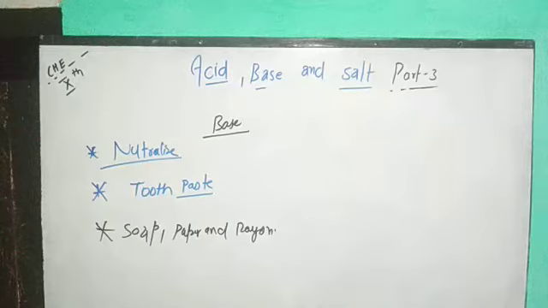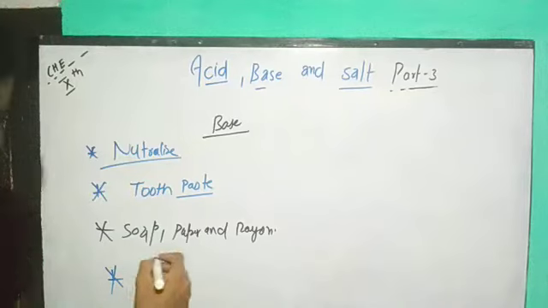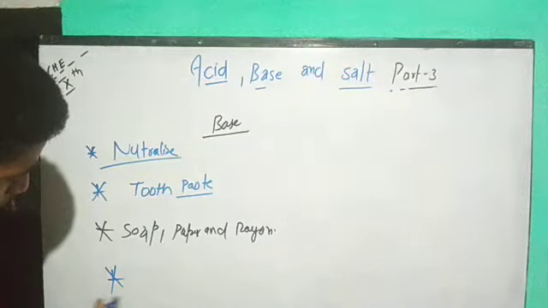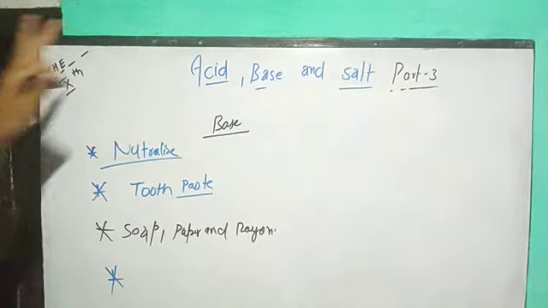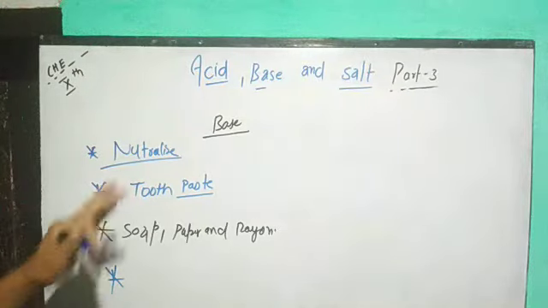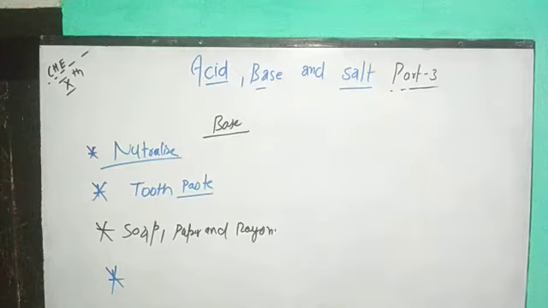Actually, I told you bases are mostly soapy or slippery in nature. That's why they can be used as soap. What about paper? Paper is also okay. What about rayon? When you look at rayon, it is also somewhat slippery in nature, so we can say there might be bases over there. Now another thing is calcium carbonate, which we use for home whitewashing. There also bases are used. So we can say there are more and more uses of bases.